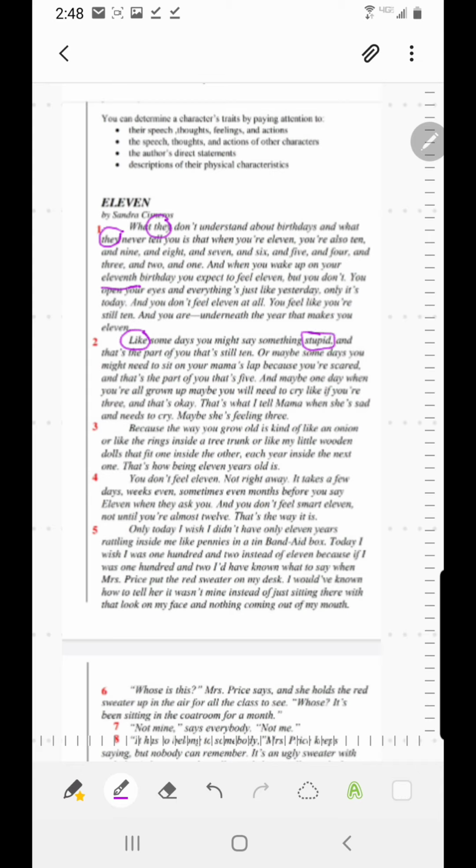And then she says things like sit on your mama's lap because you're scared. And that's the part of you that's still 5. And then she talks about one day when you're all grown up, maybe you still need to cry. What jumped out at me about this statement is this naive idea that when she's older, she won't need to cry as much, because she uses the words, when you're all grown up, maybe you will need to cry.